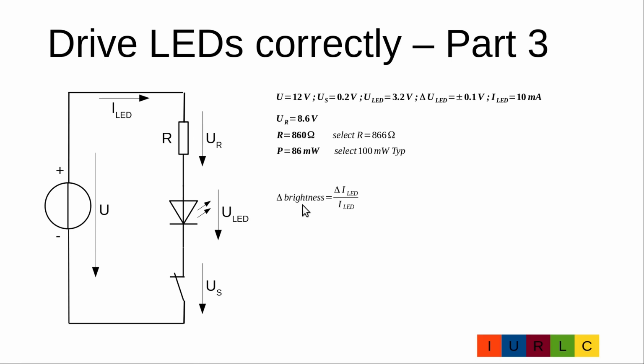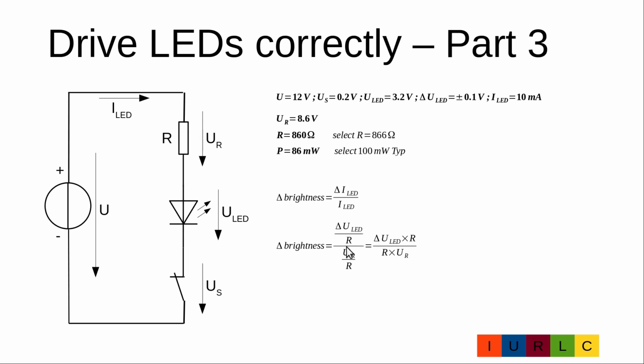The brightness of an LED is pretty close to a linear function of the current through the LED. So the tolerance of the brightness is the delta of the LED current divided by the absolute LED current. The change of the LED current is caused by the change of the LED voltage divided by the resistance, and the absolute current is the voltage at the resistor divided by the resistor.